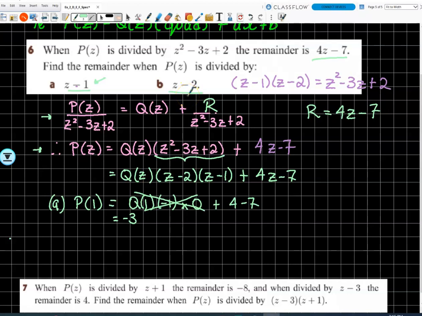And we said that they wouldn't ask you what happens if it's dividing by z take 3, because then you'd need to know what q of 3 is. If they did, you'd have to leave it as q of 3 times blah, blah, blah, blah. Okay?